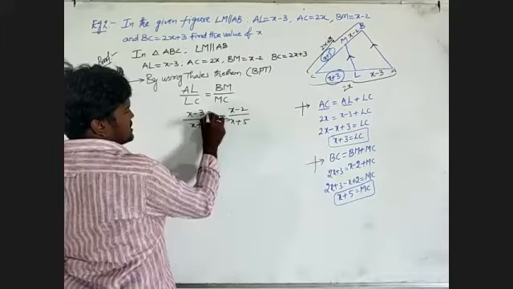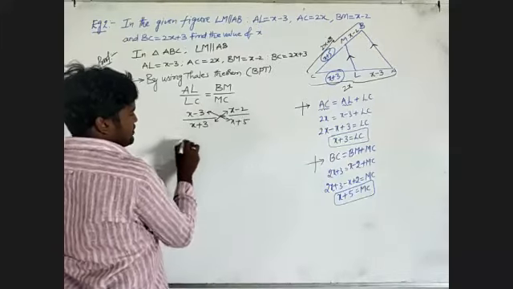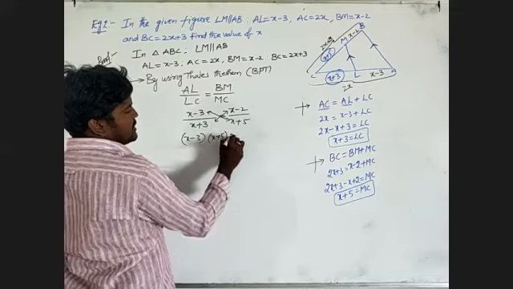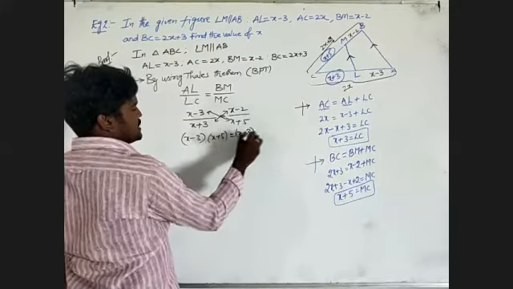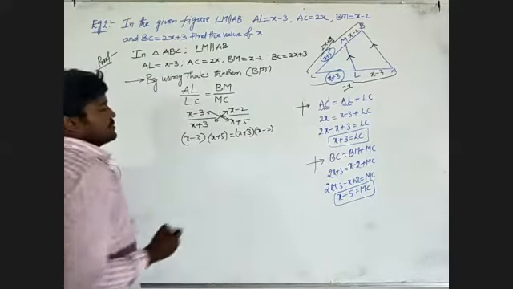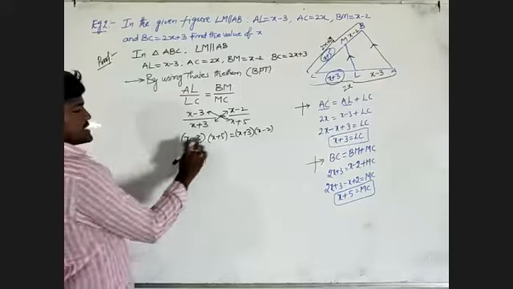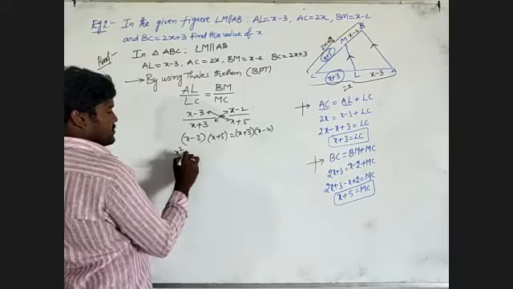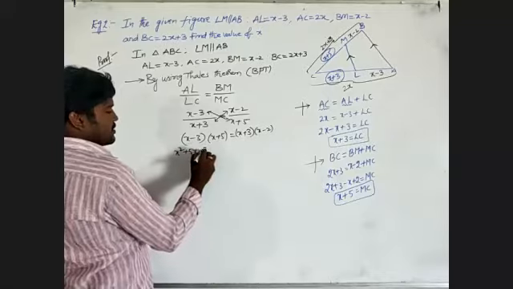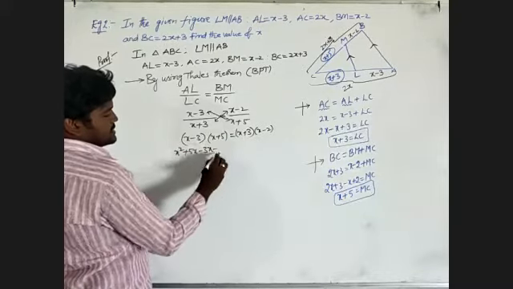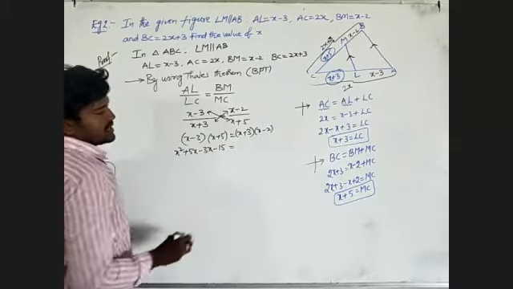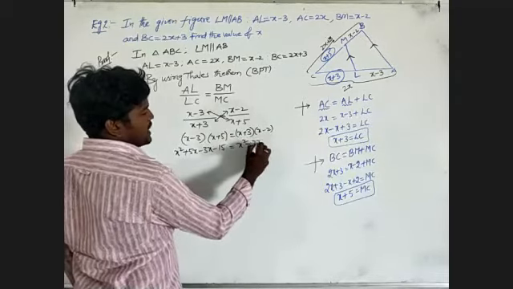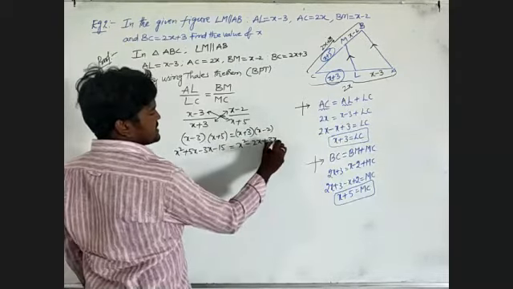Here, by using cross multiplication, x minus 3 into x plus 5 will be written as x plus 3 into x minus 2. Okay, x into x will be written as x square. X into 5 will be written as 5x. After that, minus 3x, and minus 3 into 5 is minus 15, is equal to x square minus 2x plus 3x minus 6.